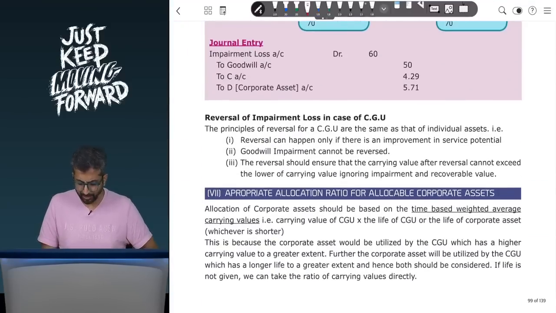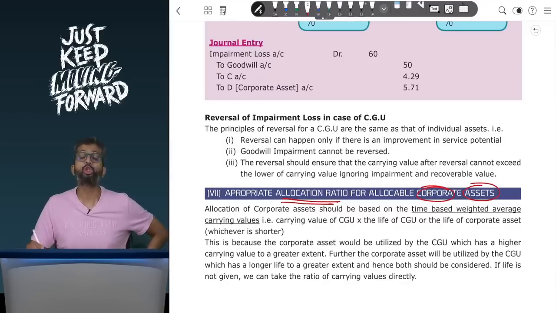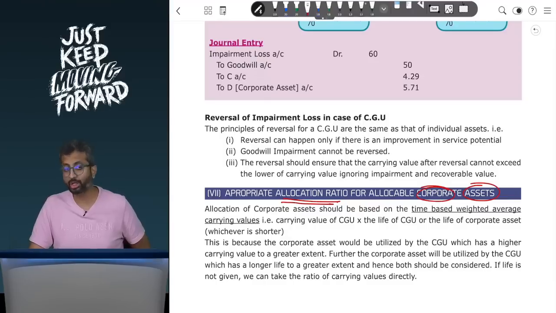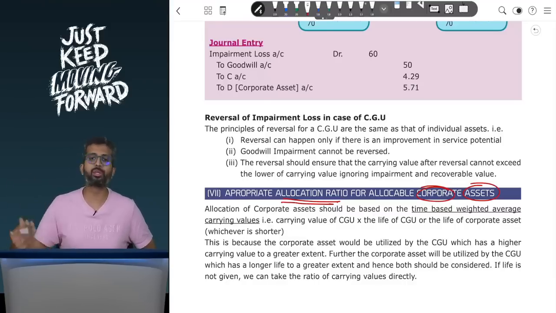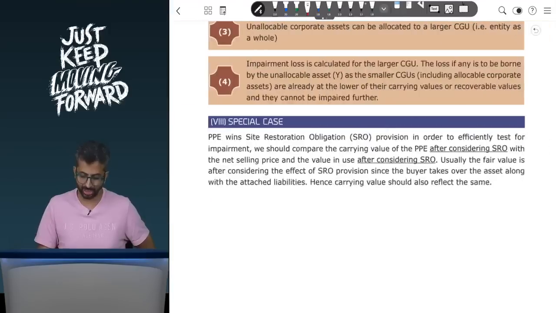Okay, if you are not given an allocation ratio for corporate assets, usually you allocate in the ratio of the carrying value into the useful life. So carrying value is important, useful life is also important. The bigger the division, the more the head office that division will use. The longer the life of that division, the longer it will keep on using. So you will take the carrying value into the life as an appropriate base for allocation. But if life is not given, then you can allocate in the ratio of the carrying values.